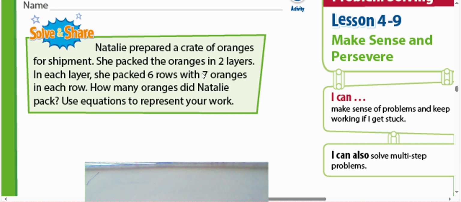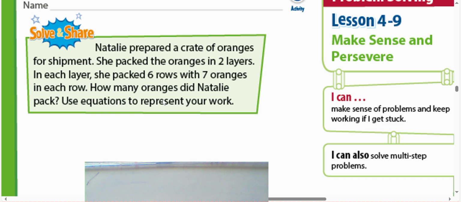Solve as a team. Natalia prepared a crate of oranges for shipment. She packed these oranges into layers. In each layer, she packed 6 rows with 7 oranges in each row. How many oranges did Natalia pack? Use equations to represent your work.